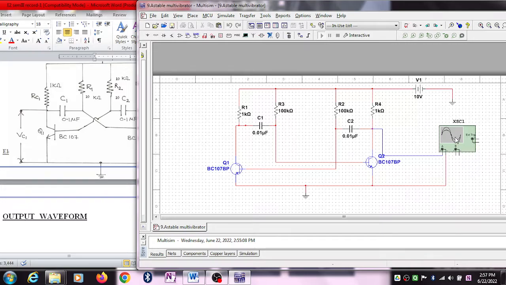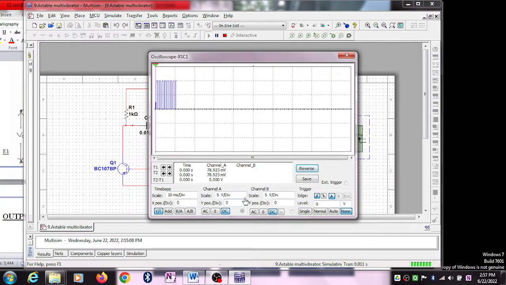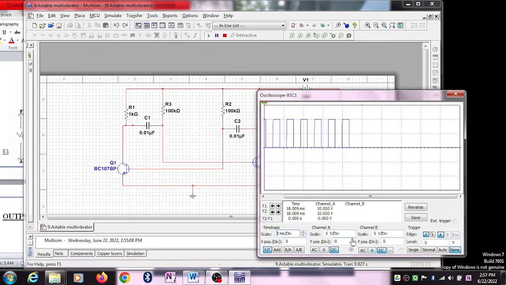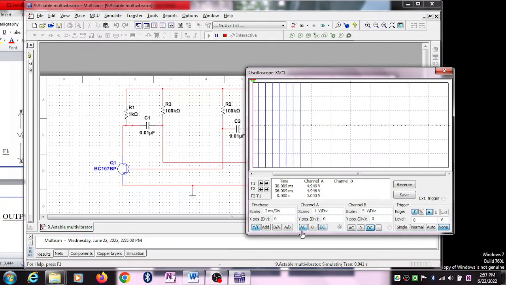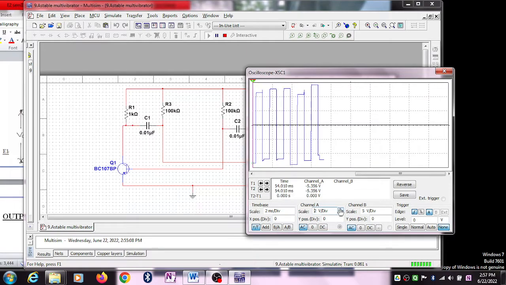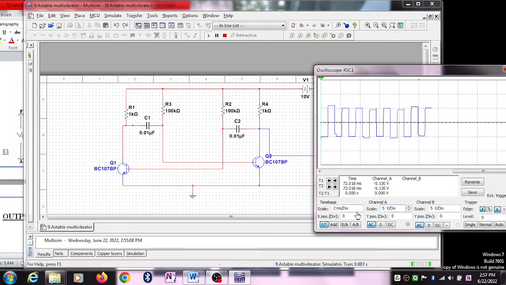Let us see the circuit. You can see that it is coming. This is how the waveform is. If you want, so now how do you measure the time period?